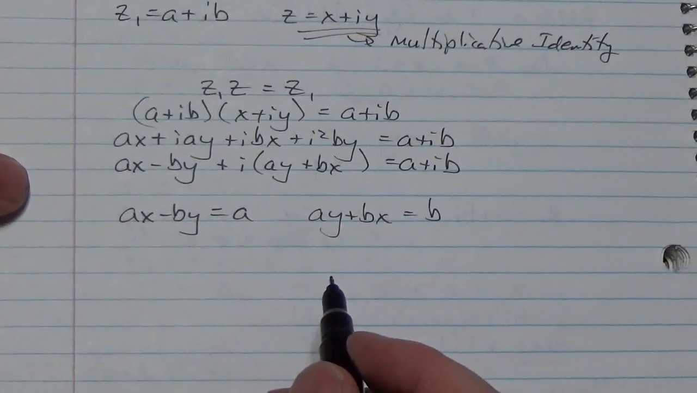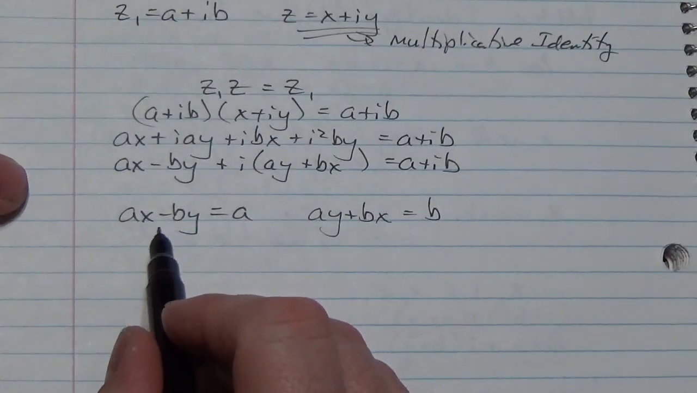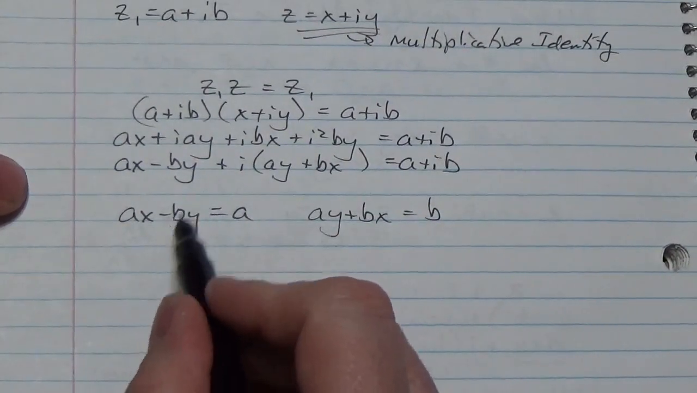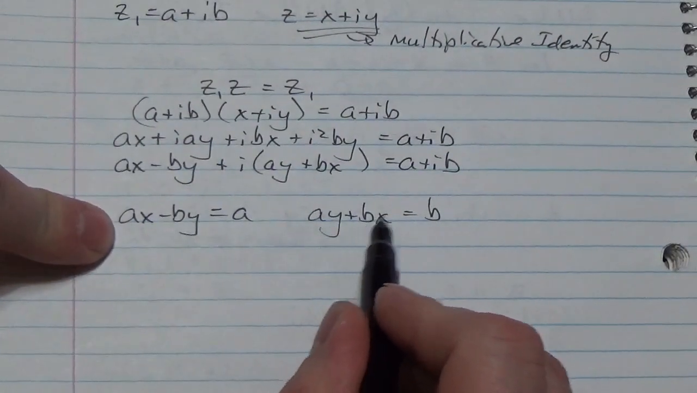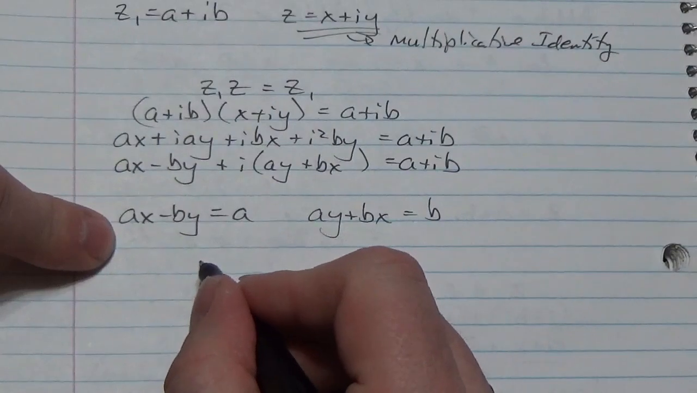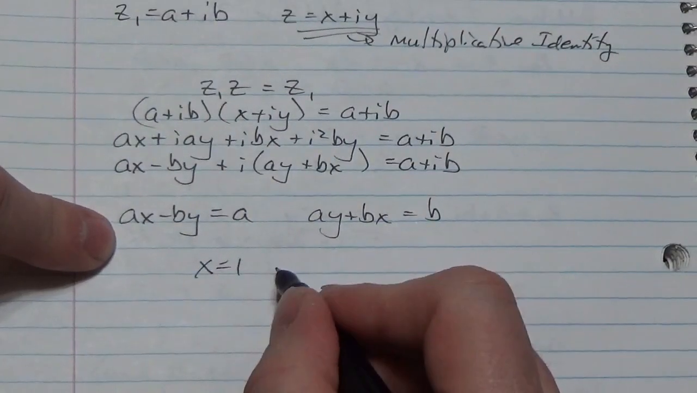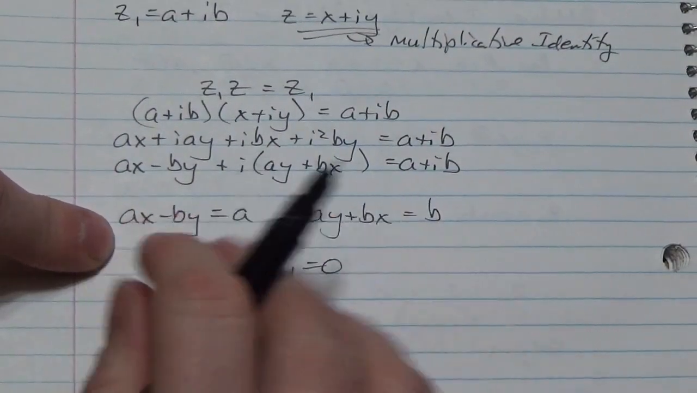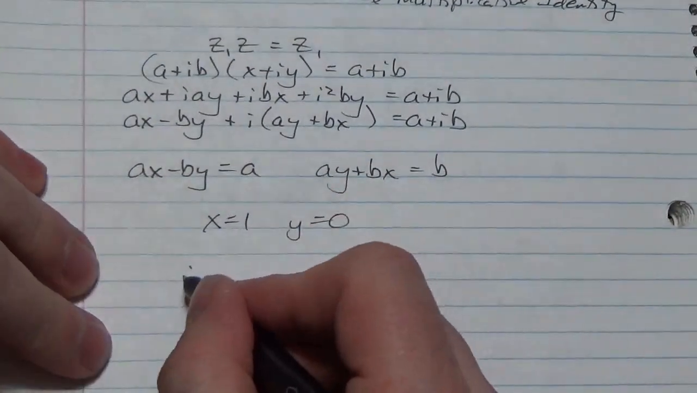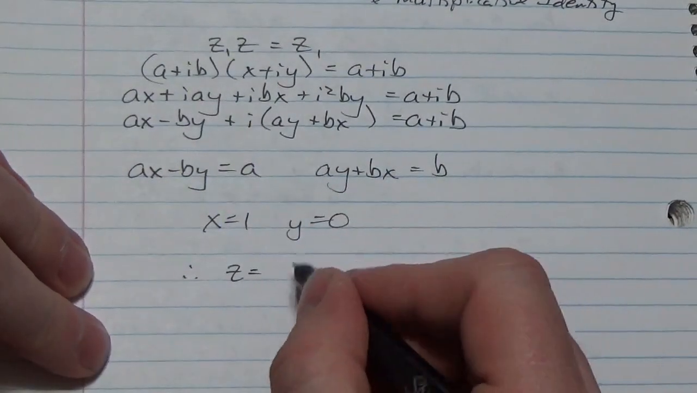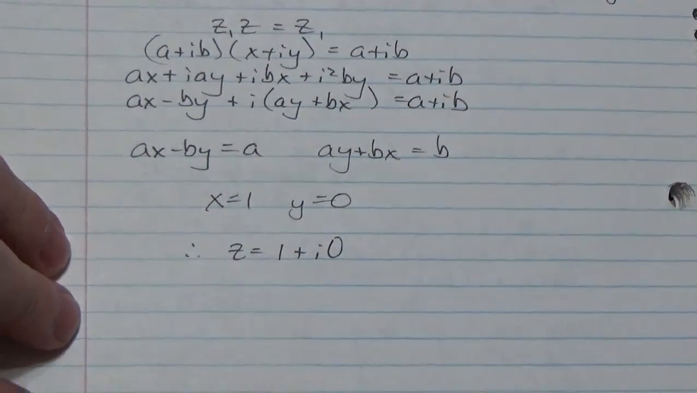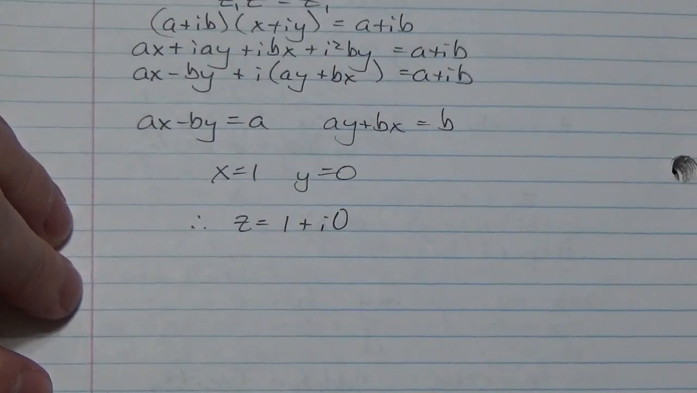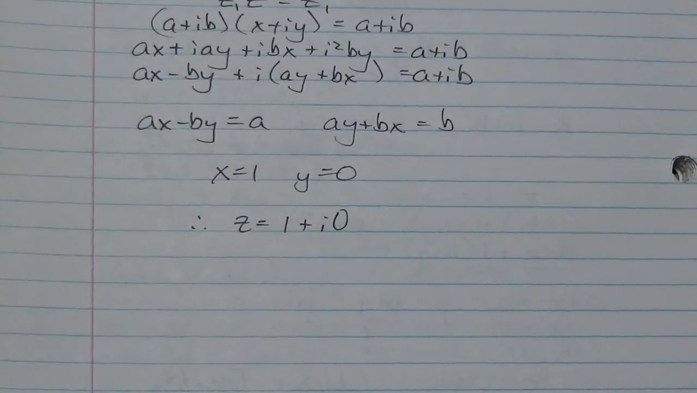Well, it doesn't take much fiddling to realize that what's got to happen here is that y has to equal 0 and x has to equal 1. So as long as x is equal to 1 and y is equal to 0, that works. Therefore, my multiplicative identity is going to be 1 plus i times 0, basically just the real number 1. That works as the multiplicative identity for complex numbers.